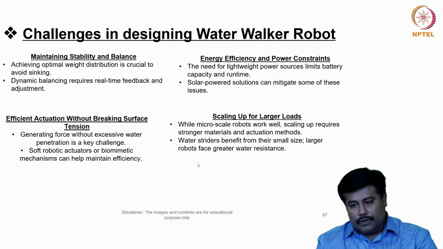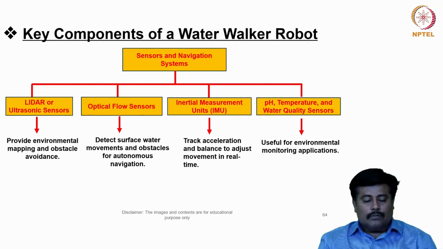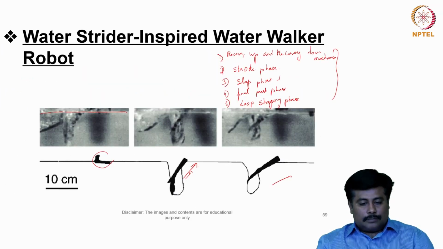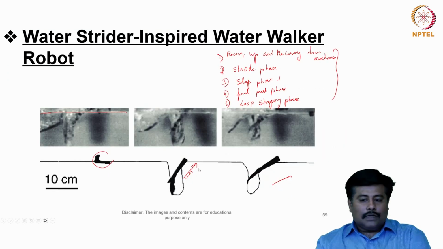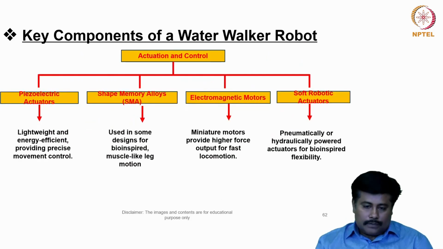Now, to give you an overview, these are some of the mechanisms involved with respect to the water strider, and some of the key parameters and mechanisms are explained with reference to the slab phase and the stroke phase.